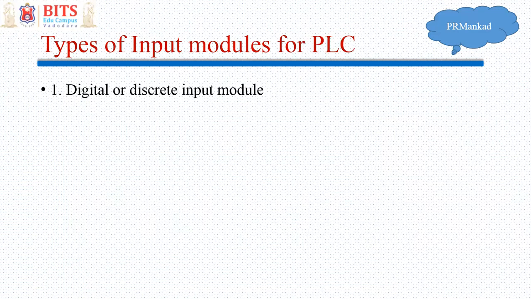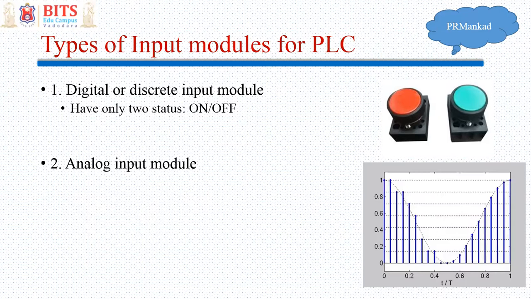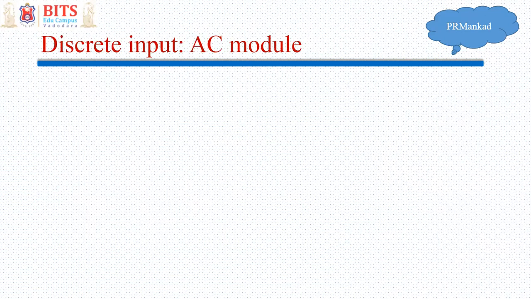One which can handle digital input is known as the digital input module, which has only two statuses, on or off, and the other is the analog input module, which actually reads the process information data which is available in the form of time varying voltage and current signals, and it is communicated to the PLC CPU.